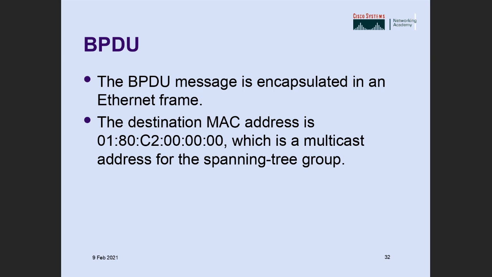So the bridge protocol data unit information is put in an Ethernet frame. These are Ethernet switches. They send Ethernet frames back and forth to each other. So there's a special multicast address, which is designated for spanning tree activities. Remember that multicasting was our way of sending to a group of devices, in this case, a group of switches.